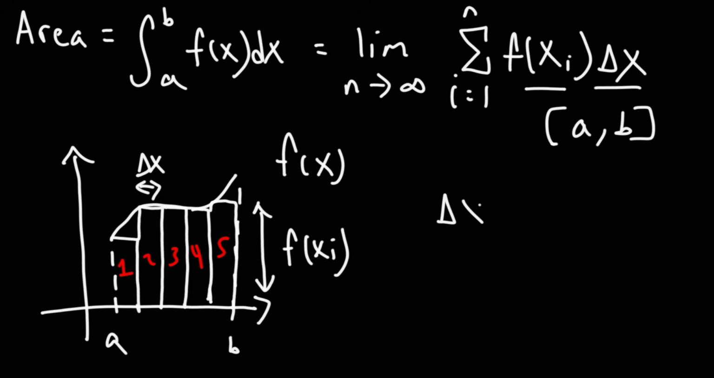Now, delta x is the width of each rectangle. And to calculate the width, it's the difference between b and a divided by the number of rectangles.